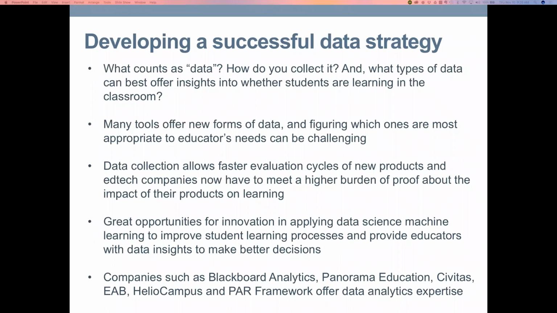So how do organizations develop a successful data strategy? As I mentioned earlier, it starts with asking smart questions. What counts as data? How do you collect it? And what types of data can best offer insights into whether students are learning in the classroom? Many tools offer new forms of data, and figuring out which ones are most appropriate to educators' needs can be a challenging task. And there are companies that are moving forward in this area, such as Blackboard Analytics, Panorama Education, Civitas, Halo Campus.